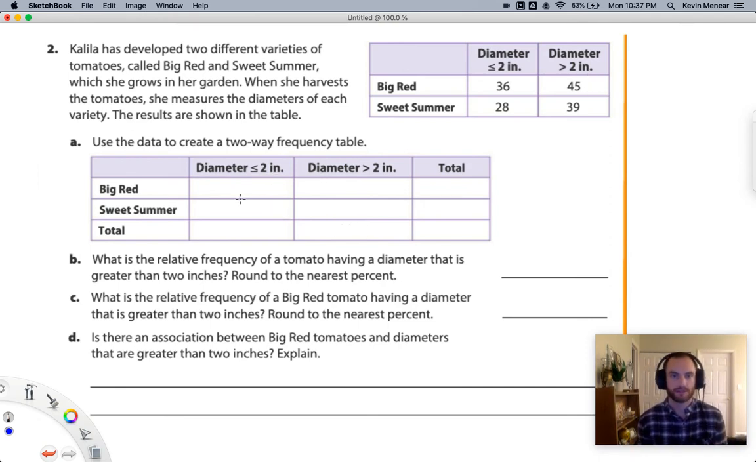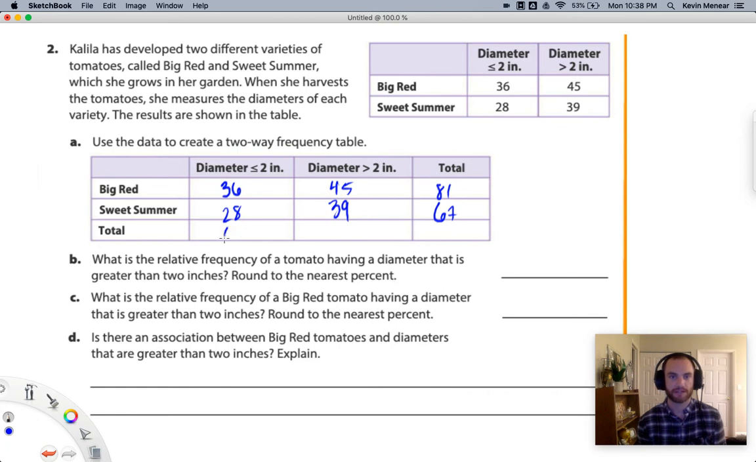Easy enough. So the first bit is going to be the same in this joint frequency, right? And then the totals, total number of Big Red are the ones that are less than or equal to 2 and more than 2. So 36 plus 45 is what? 81 in total. 28 plus 39. So total number of Sweet Summer tomatoes is 67. Then I just add them up columns.